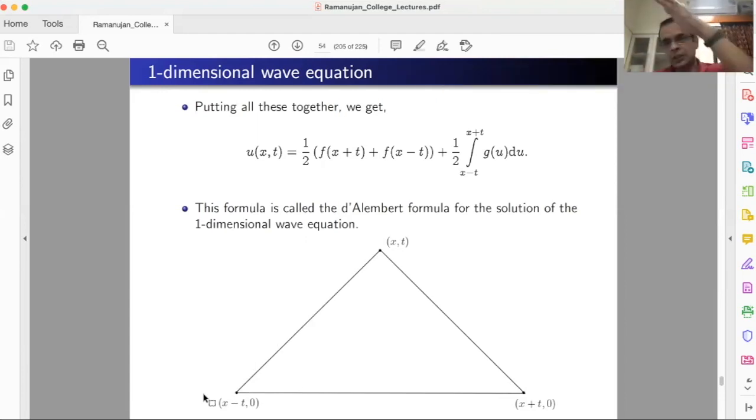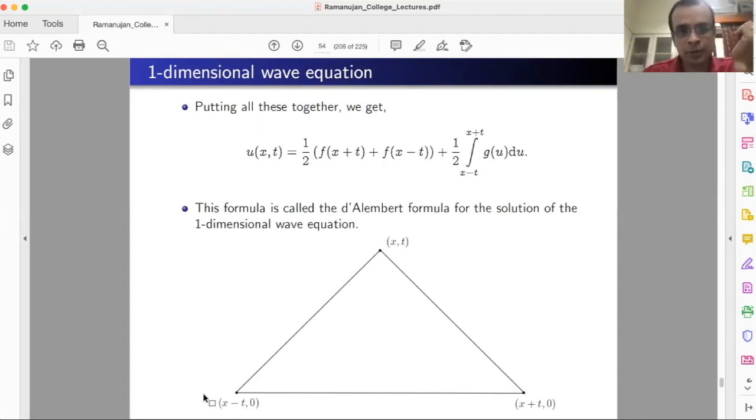So you consider the slope plus 1 and minus 1, and then you draw the line. So you have this triangle. Okay, and now the point is that the value at (x, t) only depends on the value of the initial data between these 2 points.